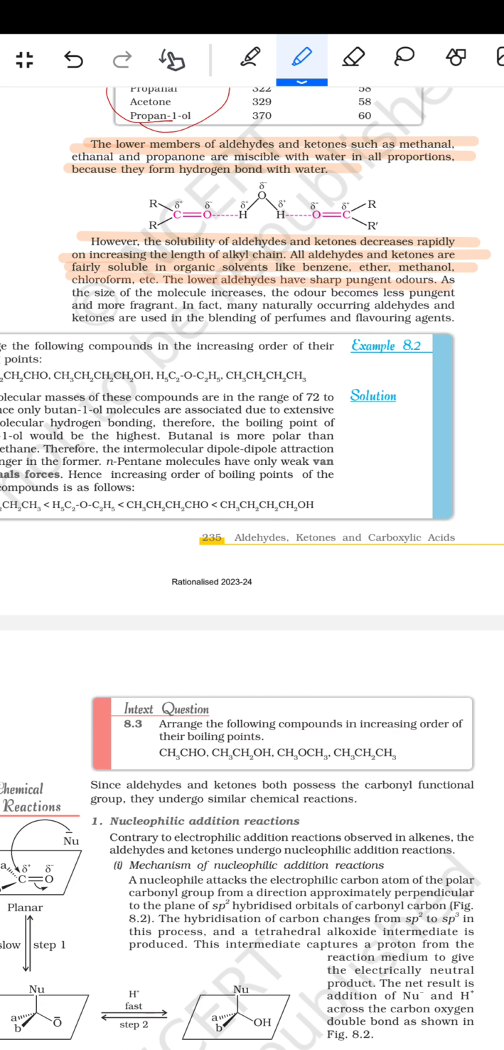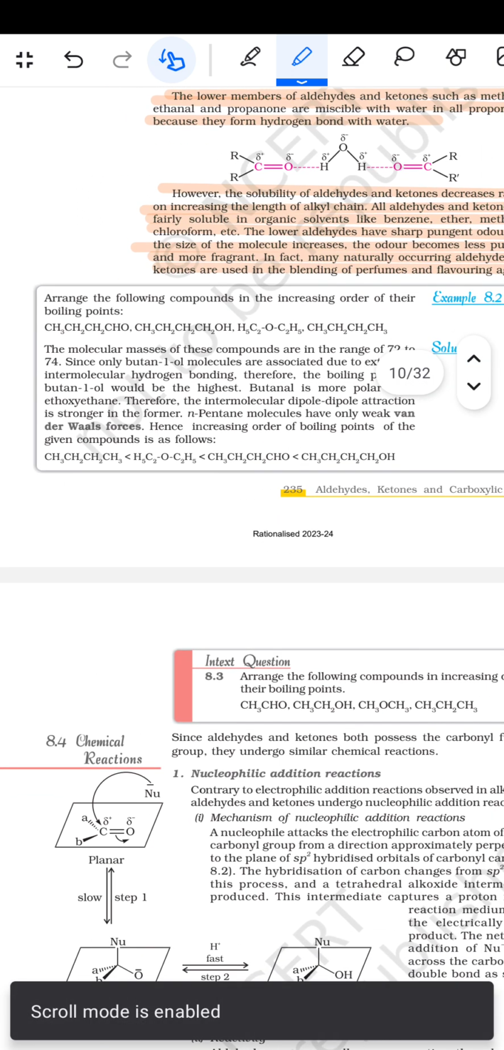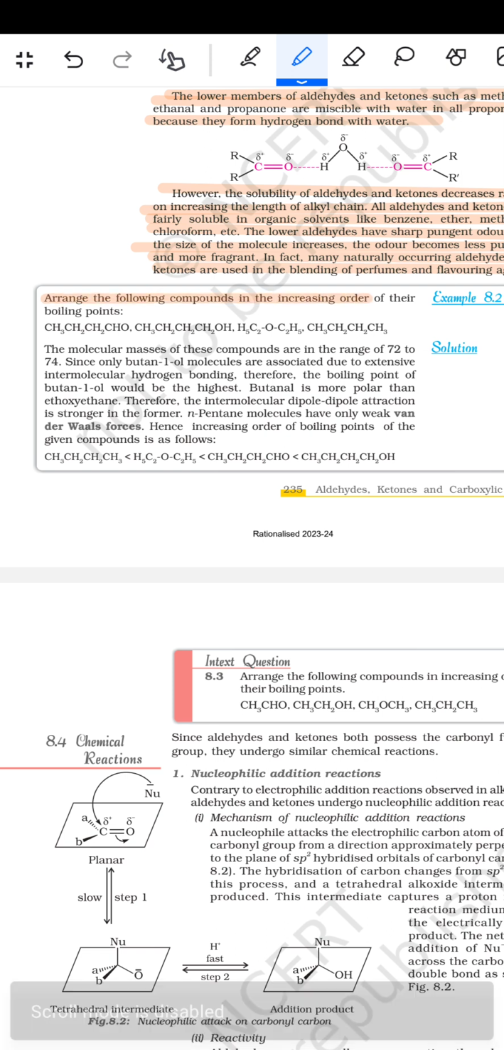The lower aldehydes have sharp pungent odors. As the size of the molecule increases, the odor becomes less pungent and more fragrant. In fact, many naturally occurring aldehydes and ketones are used in the blending of perfumes and flavoring agents. Then comes: arrange the following compounds in the increasing order of their boiling points. CH3CH2CH2CHO and then CH3CH2CH2CH2OH, then C2H5OC2H5, then CH3CH2CH2CH2CH3.